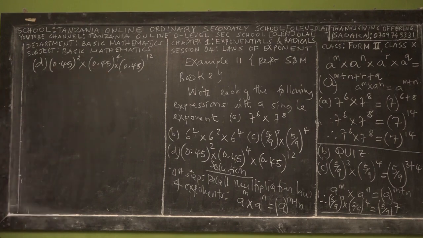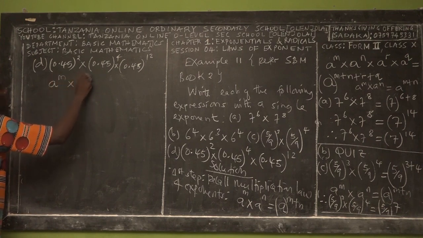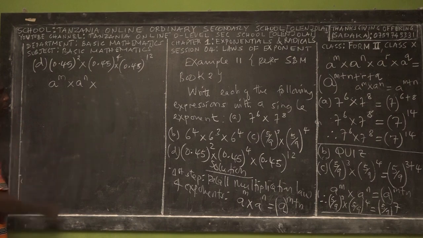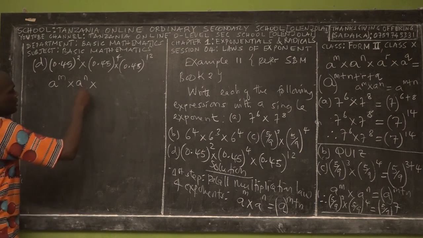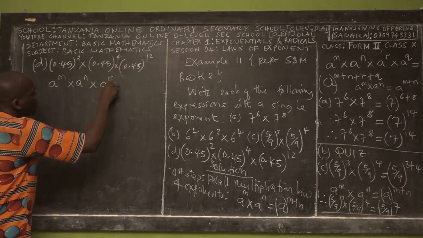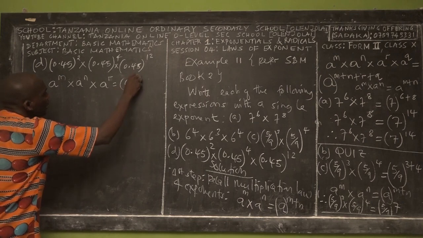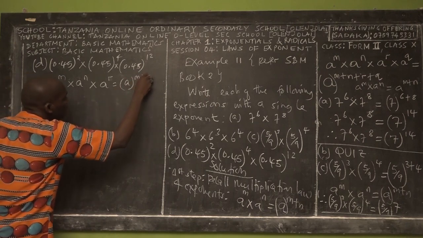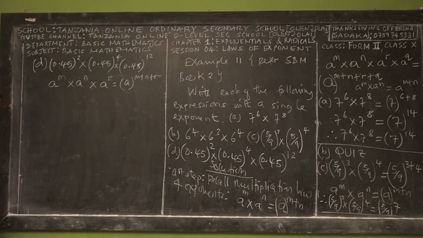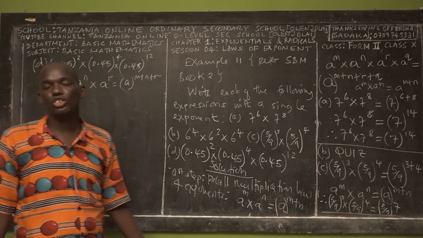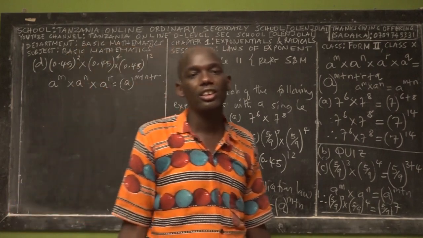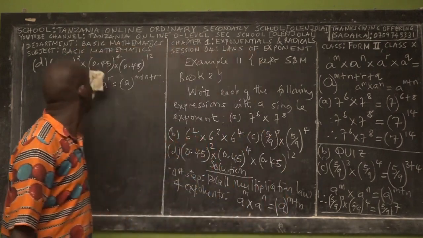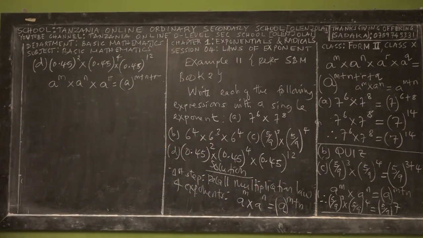Three exponents, right? So simply you can say that we have to recall a power m times a power n, because the exponents are not the same, then times a power r. This is equal to a power m plus n plus r. What is the base of these three exponents? It is 0.45, right? What are the exponents? 2, 4, and 12.